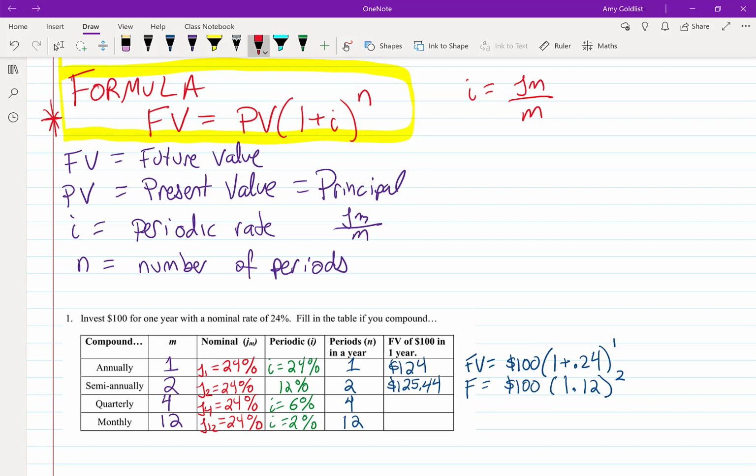Well, hopefully you paused it and came up with FV is 100, 1.06 to the power of 4, which is $126.25. And finally, $126.82, which is the same as 100, 1.02 to the power of 12.